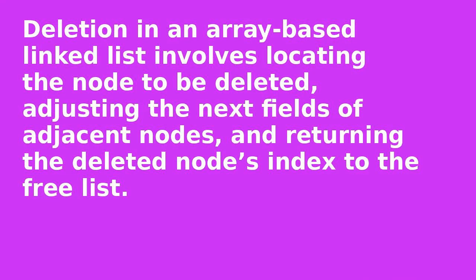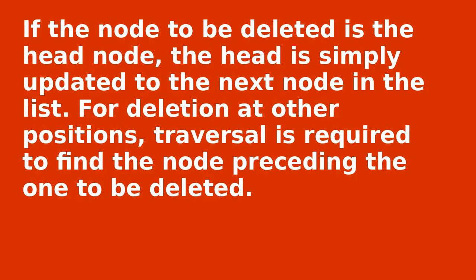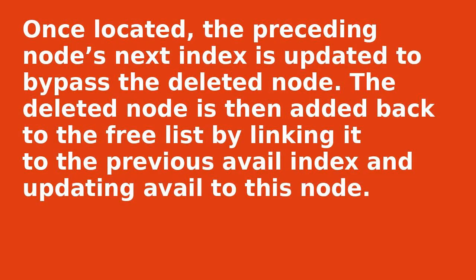Deletion in an array-based linked list involves locating the node to be deleted, adjusting the next fields of adjacent nodes, and returning the deleted node's index to the free list. If the node to be deleted is the head node, the head is simply updated to the next node in the list. For deletion at other positions, traversal is required to find the node preceding the one to be deleted. Once located, the preceding node's next index is updated to bypass the deleted node. The deleted node is then added back to the free list by linking it to the previous avail index and updating avail to this node.